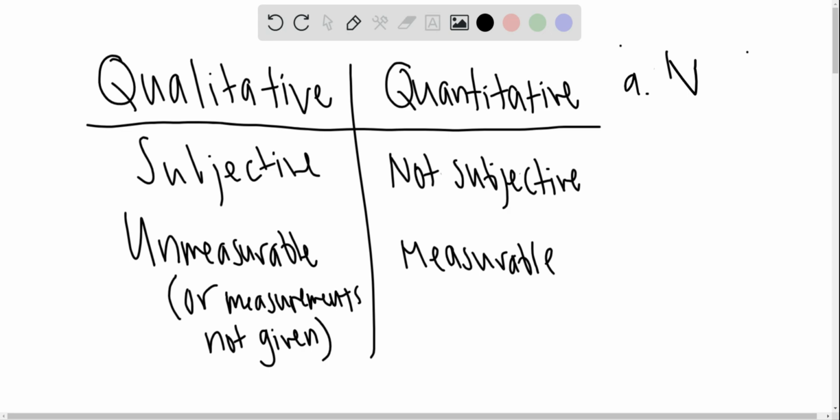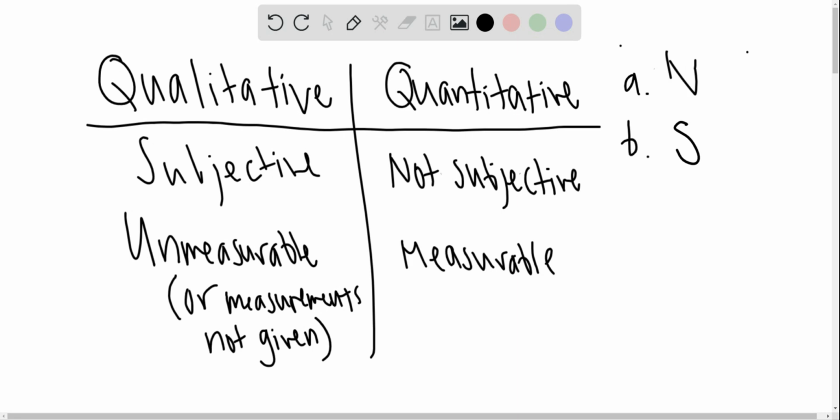And then let's look at part B, which says Leonardo da Vinci was a better painter than Michelangelo. Now, is this something that is measurable? Is there a way I can measure the artistic excellence of either one of these painters and compare them? No. This is something that is completely subjective. It's opinion based. I could think Michelangelo is better than Leonardo da Vinci. Another person could think that Leonardo da Vinci is better than Michelangelo. So this is what? A qualitative statement. S for subjective.